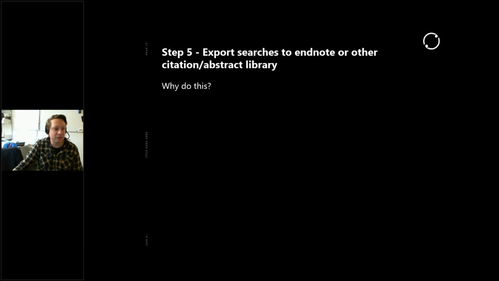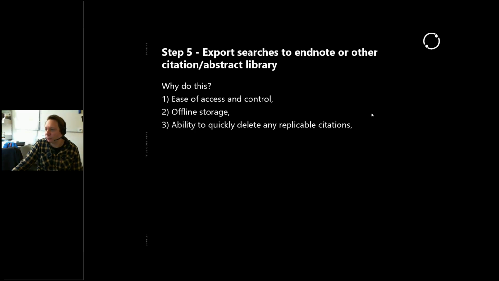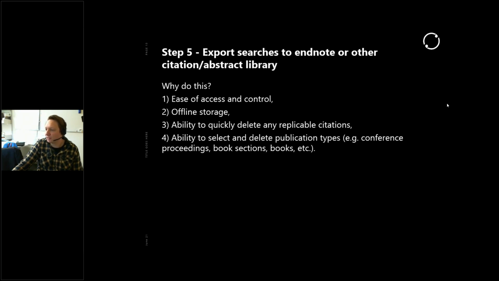So what we need to do next is to export those citations to EndNote or another citation or abstract library. That just happens to be the one I use. So why should you do this? The first is ease of access and control. If you've got nearly 4,000 citations, it's going to be really burdensome to have those listed on a Word document or even on an Excel spreadsheet. This also allows you to store them offline. It also allows you to quickly delete any repeated, or duplicate, citations. It also allows you to select and delete publication types.